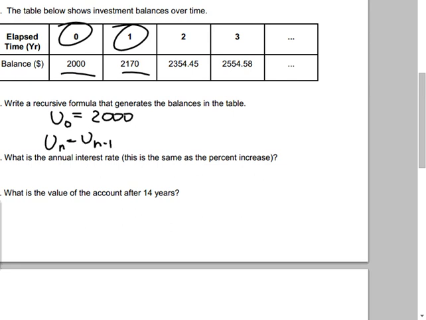u sub n minus 1, and then what's it growing by? Well, that's not fair. It doesn't say what you're growing by. It does. You take this and you divide by that, and you can tell what it's growing by. And then I would probably, once I got the formula, want to put it in my calculator to do this part. The value after 14 years. If you start with u sub 0, you can trust it. It'll be u sub 14.